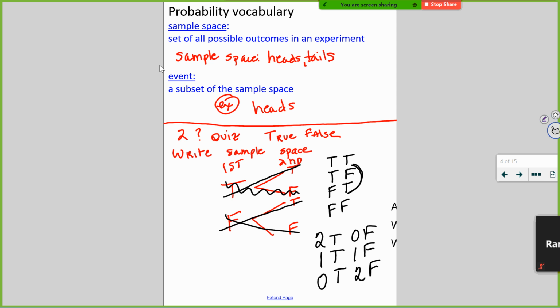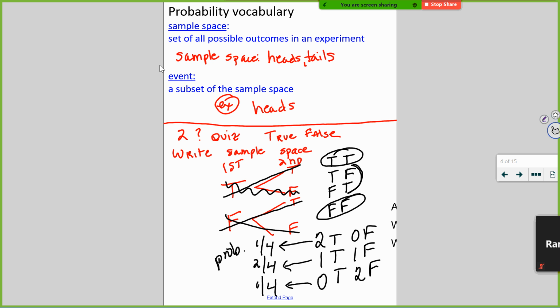Right? So the probability of getting them both to be true would be 1 out of 4 options. The probability of getting them both false would also be 1 out of 4 options. The probability of getting 1 of each would be 2 out of 4. So you would be more likely to get a quiz that had 1 true and 1 false on the quiz. Okay?